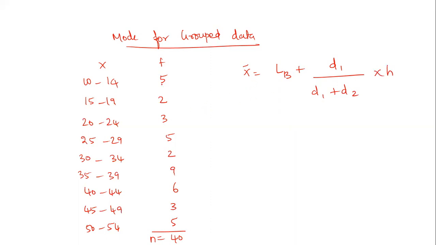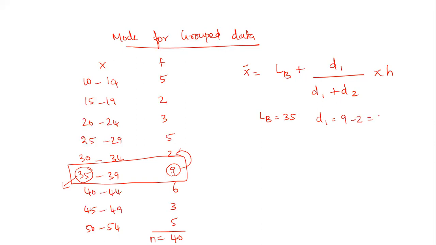We will calculate LB. LB is found by identifying the highest value in the frequency. Here you see that 9 is the highest value, so let us select this particular row. LB is the lowest range of the highly frequent class in the data set. So the lower bound is 35. What is D1? D1 is 9 minus the before value, that is 9 minus 2, which is 7.